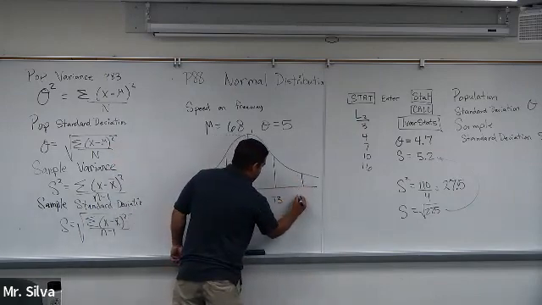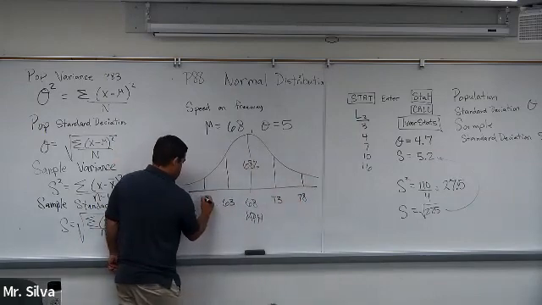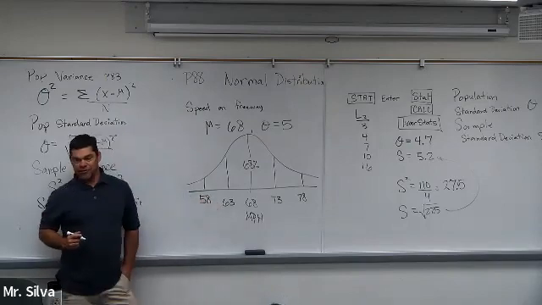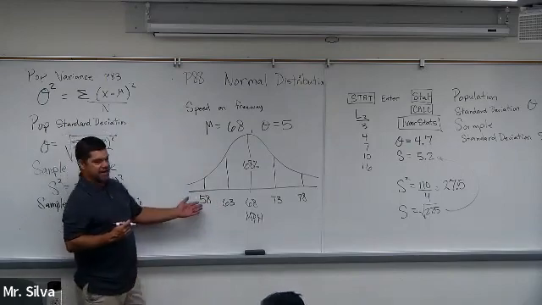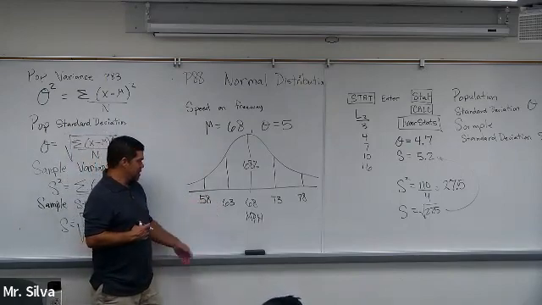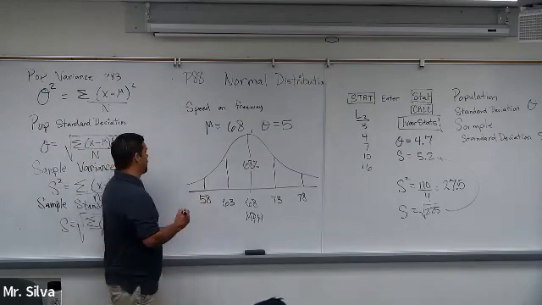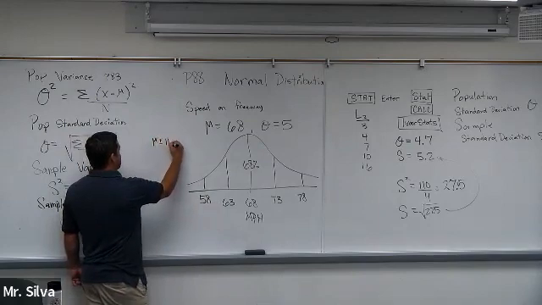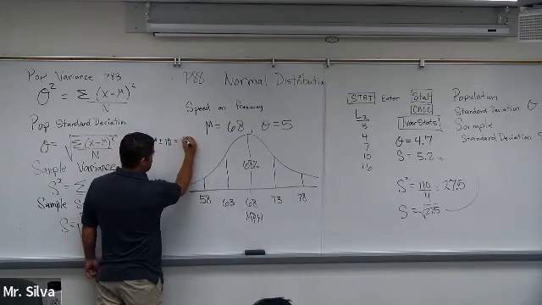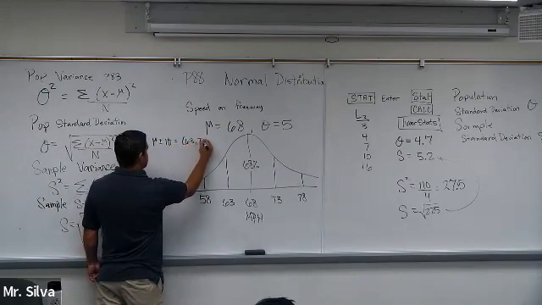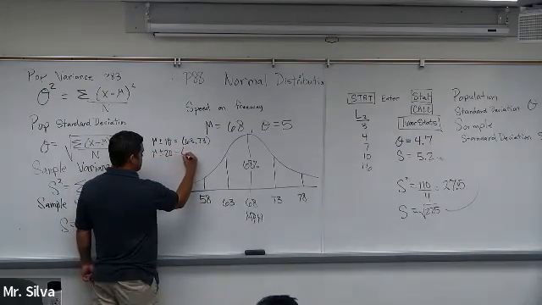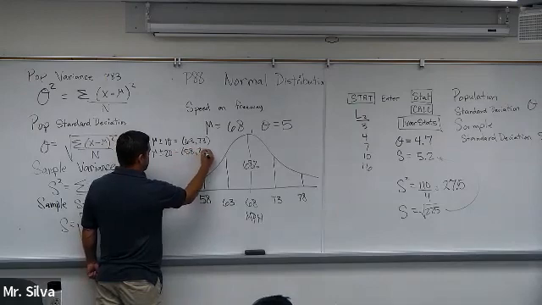I'm going to add 5 more. 78. 68. Or 58. That's 2 deviations away from the mean. So I just added 5 more miles per hour. Okay, this is considered normal. So the mean plus or minus 1 standard deviation is 63 to 73. The mean plus or minus 2 standard deviations is 58 to 78.